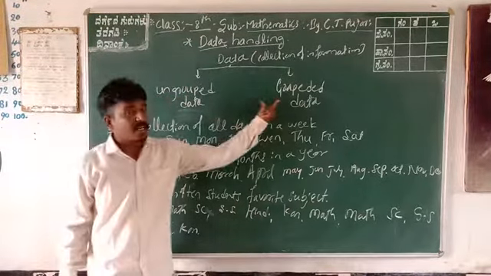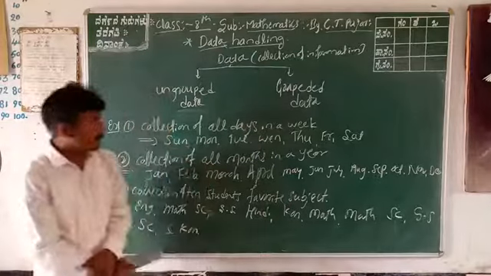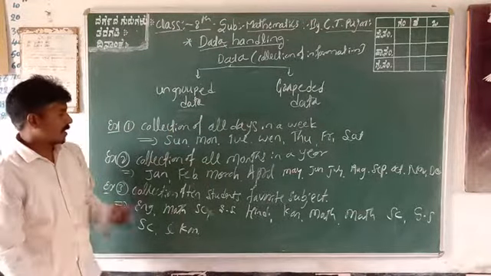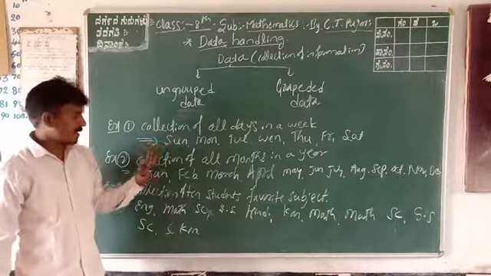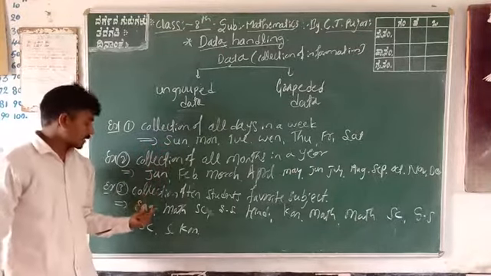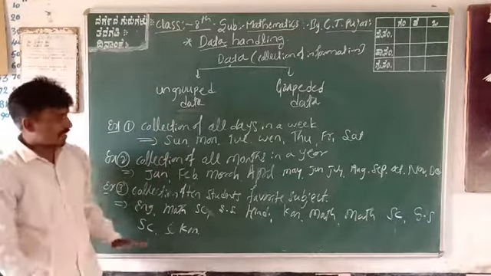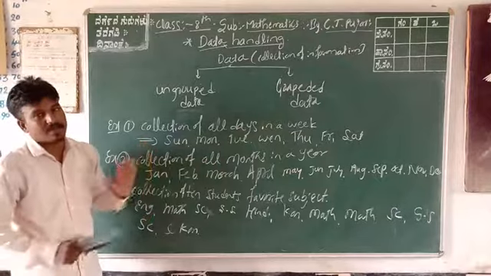But what about grouped data? You will learn about that next. First, we study only ungrouped data. The second example is ungrouped, and the third one is also ungrouped data. All this information is called ungrouped data.